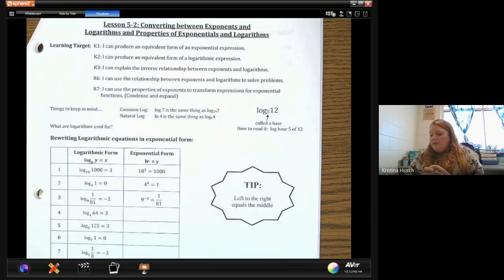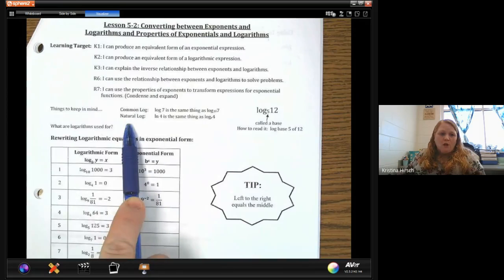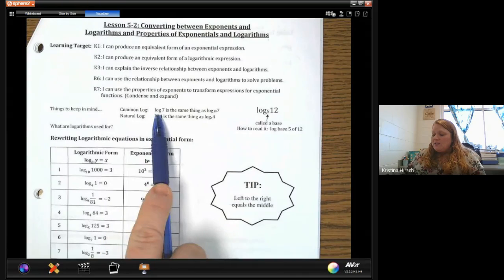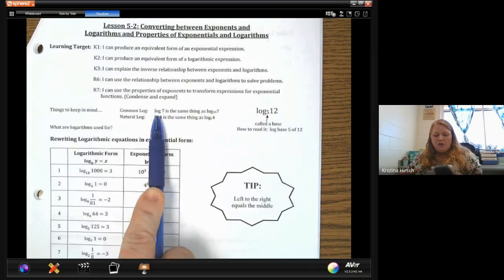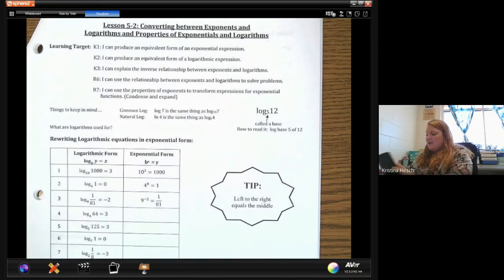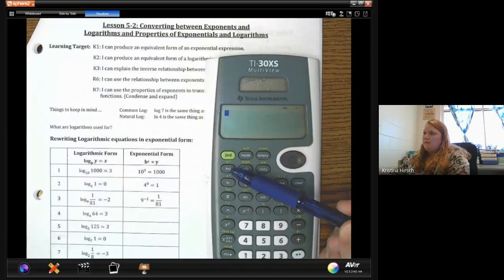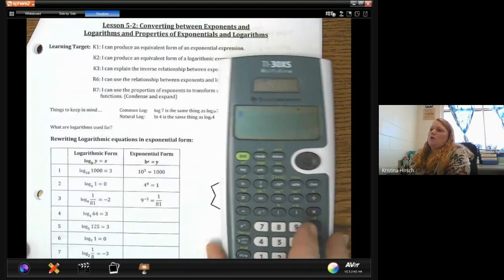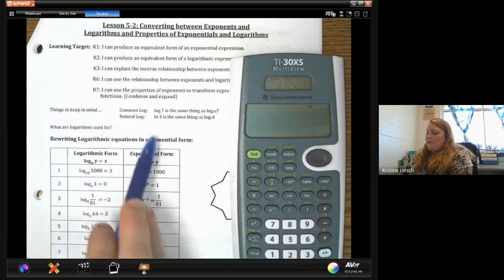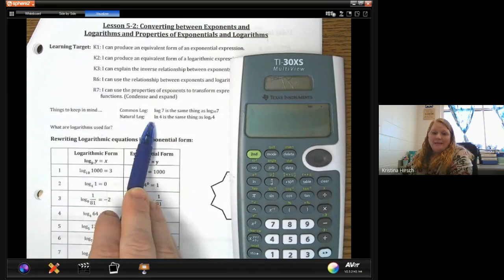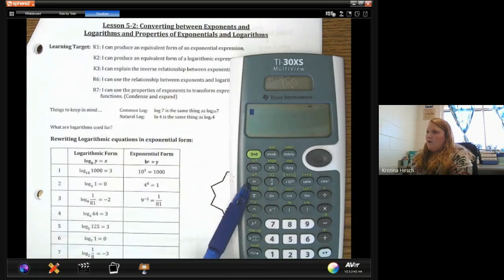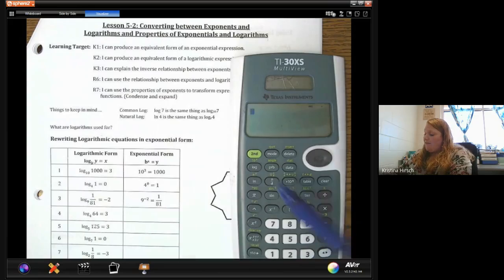All right, so a couple of things that you need to know is that you have something called a common log, and you have something called a natural log. A common log is just a basic logarithm, and you're going to notice that on your calculator, you actually have a log button right here. So here's the log button, log. It stands for logarithm. And then you also have a natural log, which is the ln. So we're going to see ln, and there's a button on your calculator for that as well. So we have the common log and we have the natural log.